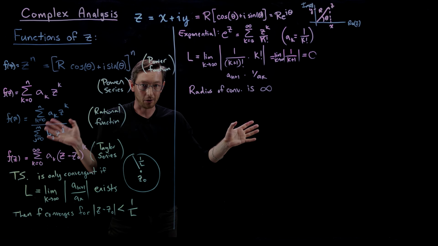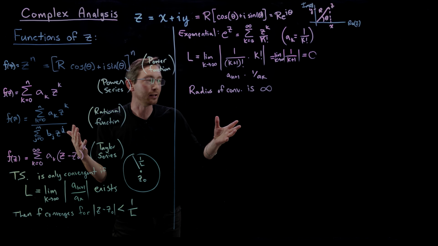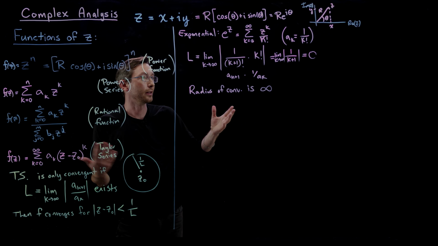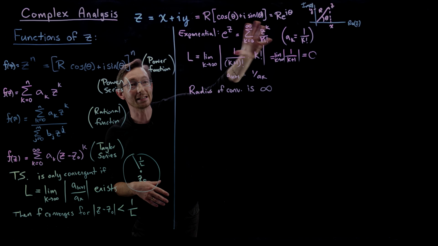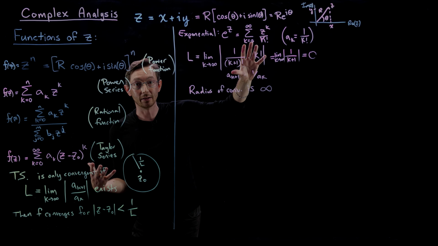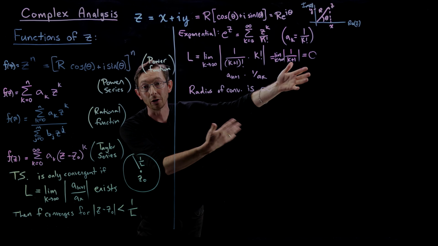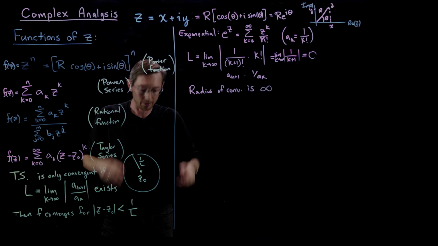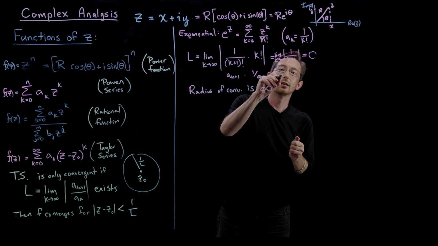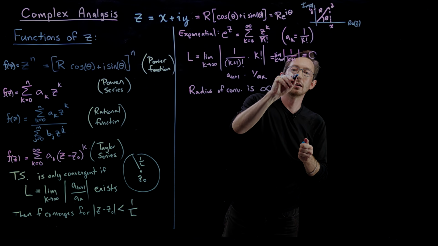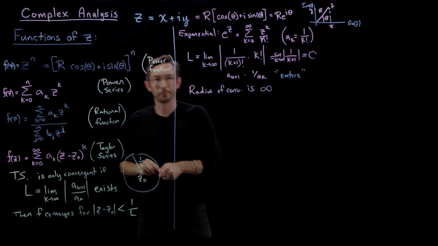Again, I'm just going to spit out all of these words because your complex analysis teacher is probably using these words all the time too. And because this is analytic everywhere and has a convergent Taylor series, that means it's an entire function. This function is called entire. Let's write it. This is an entire function. Okay, good.